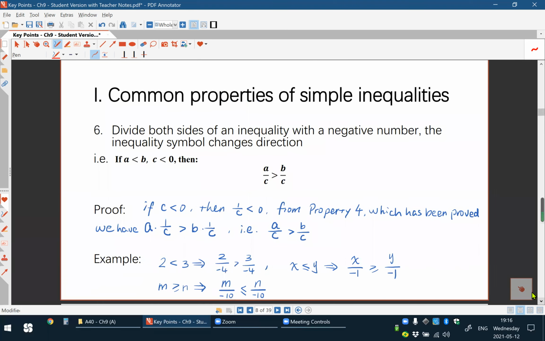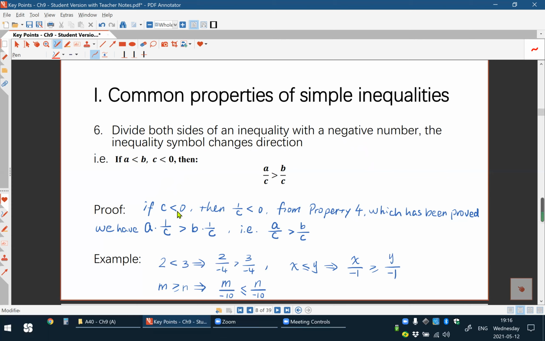Number 6. Divide both sides of an inequality by a negative number. The inequality symbol changes direction. In other words, if a is smaller than b, and c is a negative number, then we will have a over c is greater than b over c. And the method to prove this is the same as the one we used in property 4.